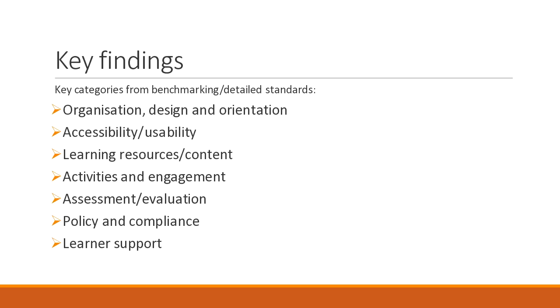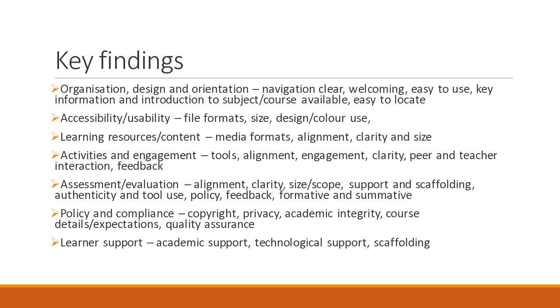So in terms of what that means, organisation and design seemed to be around: have you organised your subject or unit clearly? Have you provided some kind of orientation and welcome, both to the subject but also to online learning, and made sure that students could find the key information they needed and where to go so that they knew where to start? Media formats and things around clarity and size, particularly around resources. So using a range of media formats, aligning your content to your learning objectives. So alignment seemed to come up a lot across the categories.